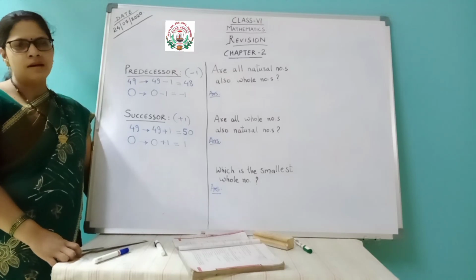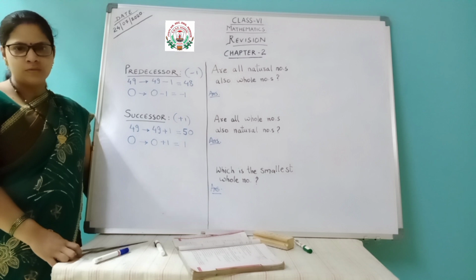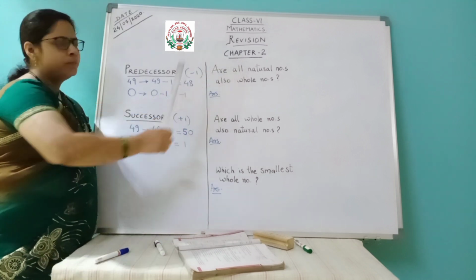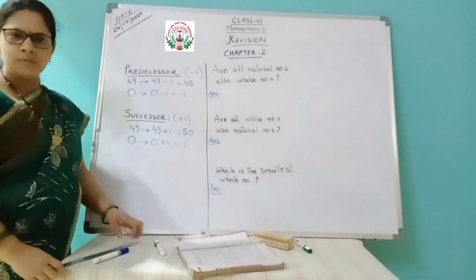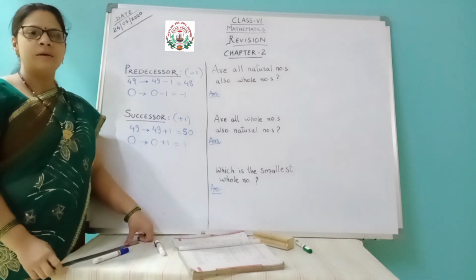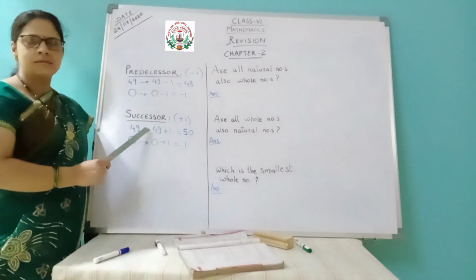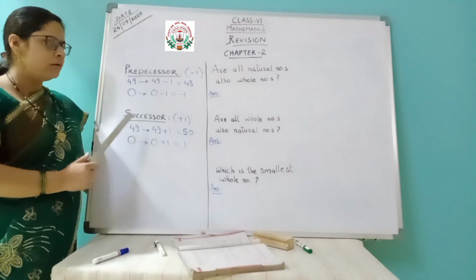As you know, we are dealing with the revision of chapter 1 to 5. So here we are coming to chapter number 2. The chapter's name is whole numbers. In this, the topic is predecessor and successor. You have already studied this predecessor and successor from class 3 onwards.